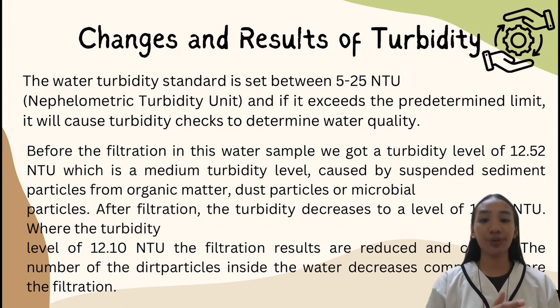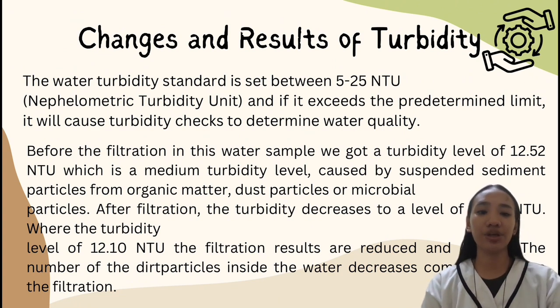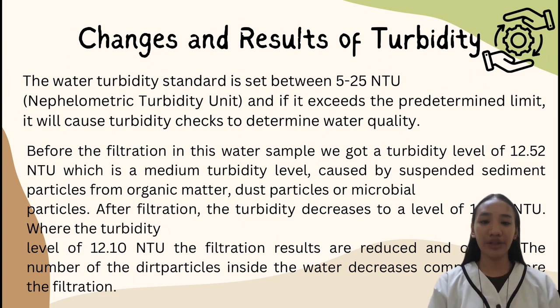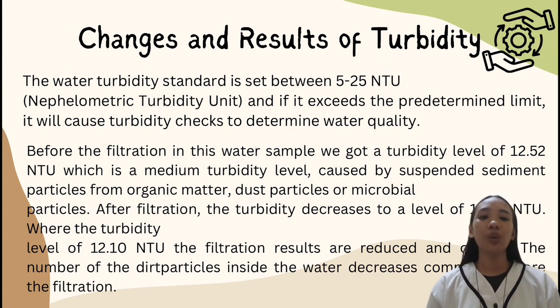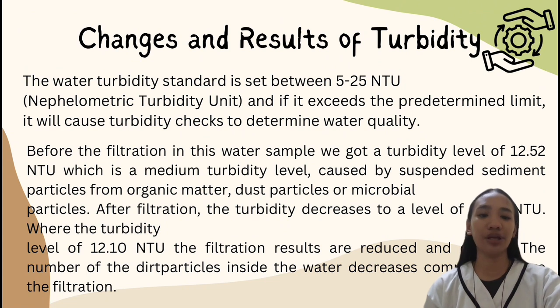So regarding the changes and results of turbidity, turbidity in water refers to the cloudiness or haziness caused by suspended particles such as sediment, organic matter, dust, or microbial particles. The level of turbidity is measured in nephelometric turbidity units, NTU, with the standard range set between 5 to 25 NTU. When turbidity levels exceed this range, it indicates a decrease in water quality and necessitates further checks to assess the event of contamination.